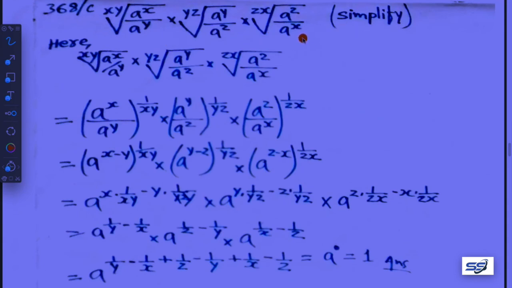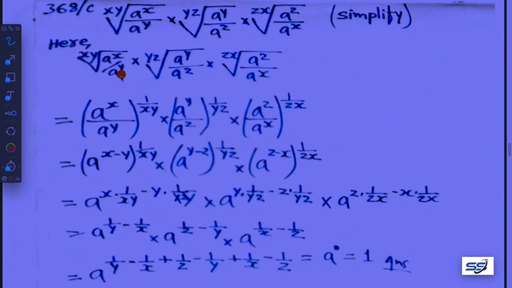And see, given us here root problem. Now this shall be simplified. You should simplify this problem: xy root under a to the power x upon a to the power y, into yz root under a to the power y upon a to the power z, into zx root under a to the power z upon a to the power x. Now this shall be simplified.